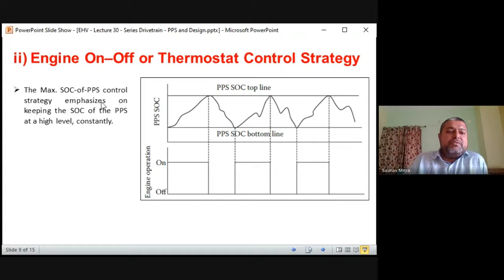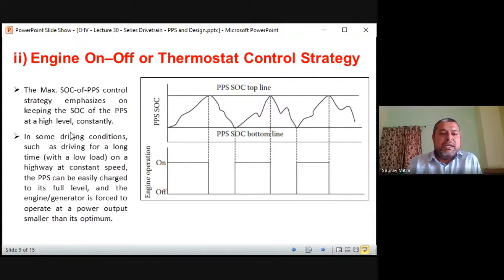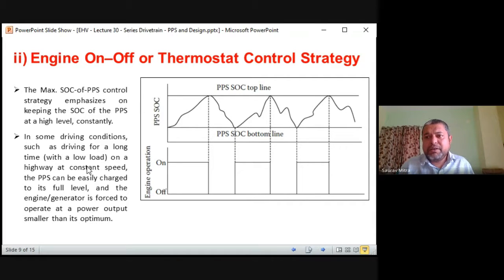So the maximum SOC of the PPS control strategy emphasizes keeping the SOC of the PPS at a high level constantly. In some driving conditions, such as driving for a long time with a low load on a highway at a constant speed, there is a golden opportunity for charging the PPS. That means PCOM is less than PEG, so whatever PEG is there is quite big. It can do two things.